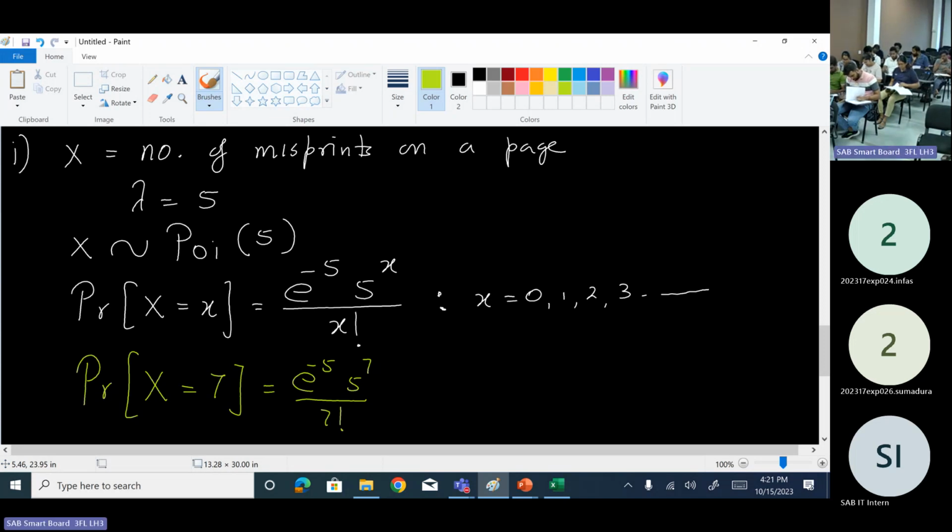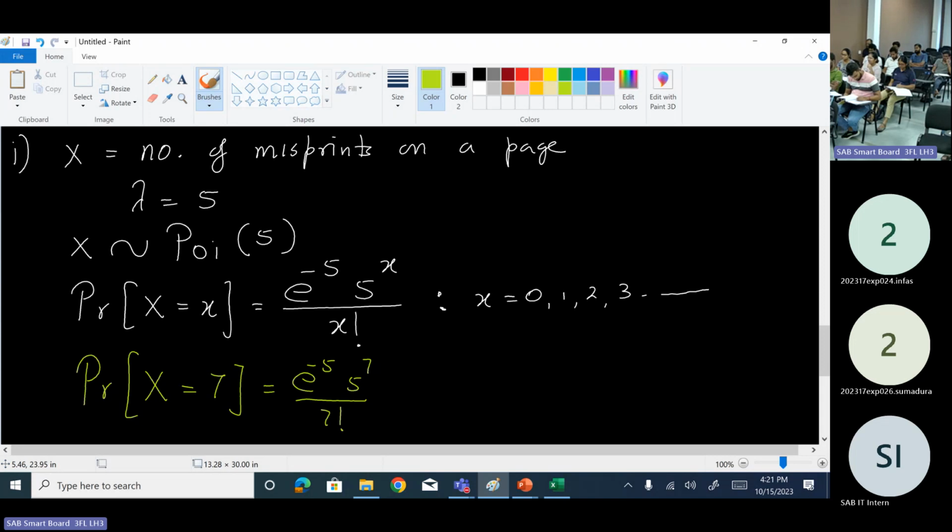Second part, probability of at least 4 misprints on 2 pages. So can we answer that question with this variable? This is for 1 page. So for 2 pages, now that category is different. Everything should be done from the beginning. To define the variable accordingly, lambda should be identified, probability function should be identified.